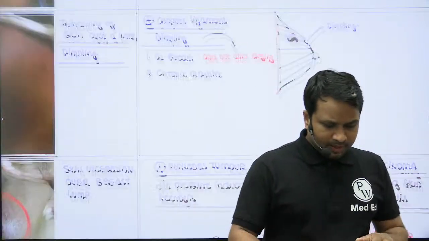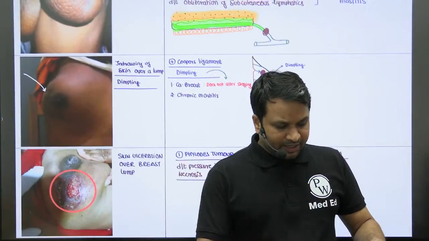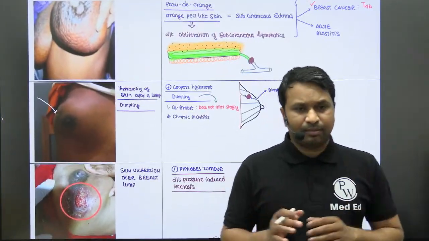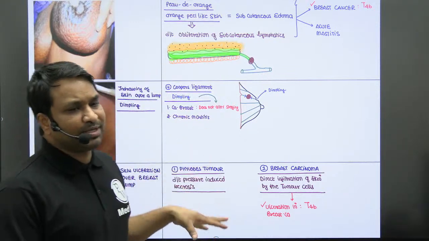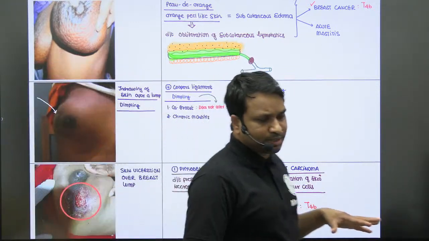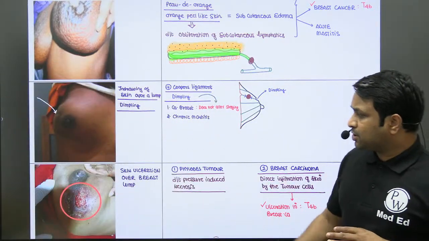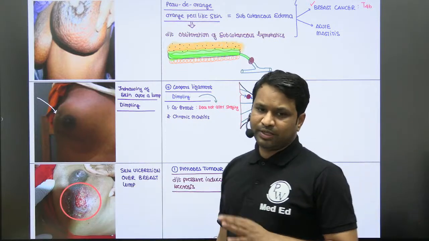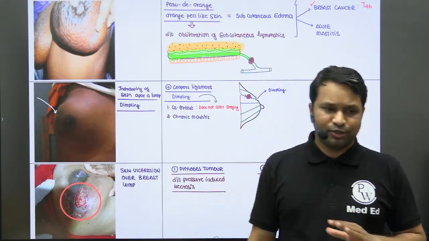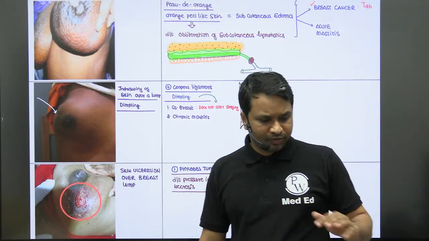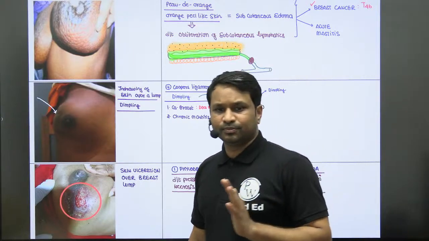Okay? So these are the important findings that you have in terms of the skin over the breast lump. There could be peau d'orange, there could be dimpling of the skin, and there could be associated ulceration of the skin, right? So these are the important components that you need to remember with respect to the clinical examination of a breast lump. Clear? Okay.